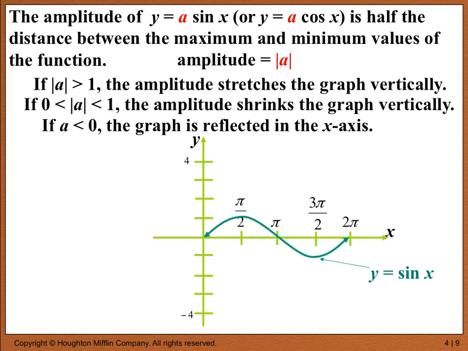This is our simple parent sine x. Let's look at what would happen if we multiply it by 2. Y equals 2 sine x. The 2 doubles the amplitude. And so now instead of an amplitude of 1, like the parent sine x, I have an amplitude of 2 for the child function 2 sine x. Notice also that since 2 is greater than 1, I have a vertical stretching.